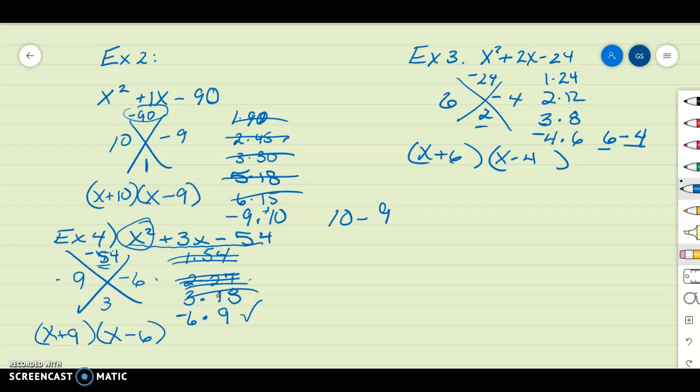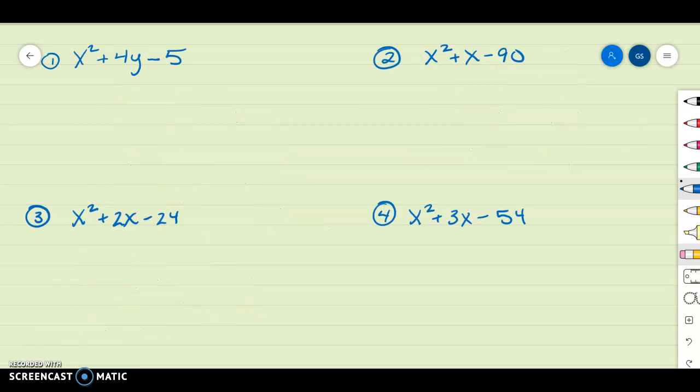Now you're going to do your part. I'm going to give you 4 problems to work out on your own. When you're done, take a picture of your notes and your work and send it to me. Okay, here are your 4 problems. Hit pause, work them out, and when you hit play again, you'll see the answers.